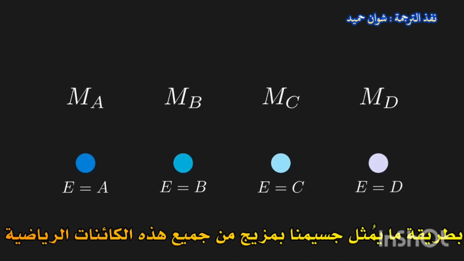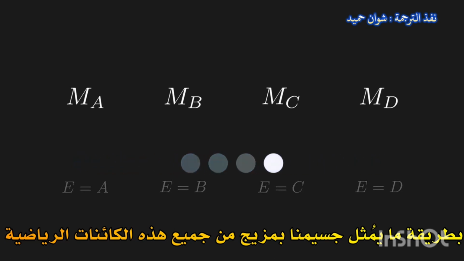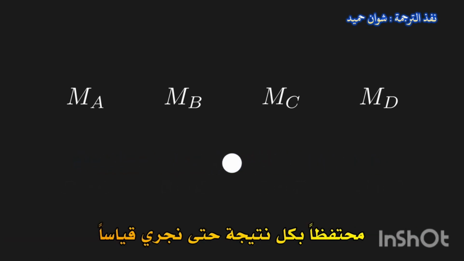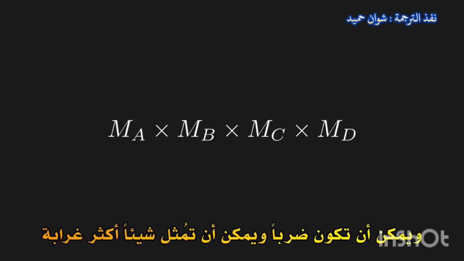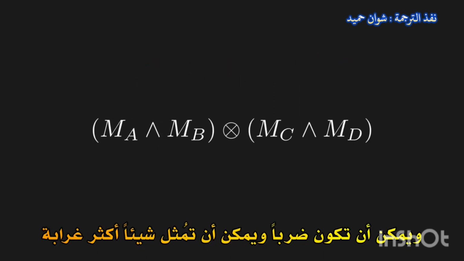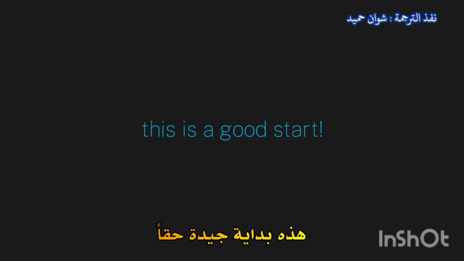Somehow our particle is represented by an amalgamation of all these mathematical objects, holding on to each outcome until we make a measurement. So we need to put all these mathematical objects together somehow. Let's use some unknown dot operation. This dot operation could be addition, it could be multiplication, it could be something even more exotic. It's just some unknown way for us to combine our mathematical objects into one aggregate object that describes our particle before the measurement. This is a really good start.